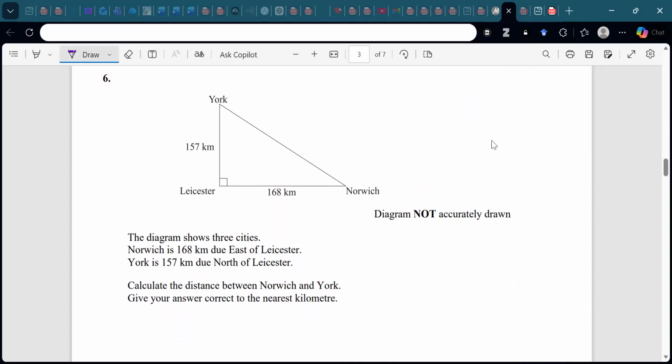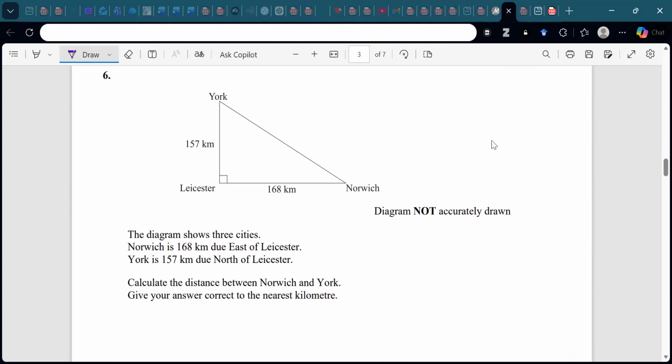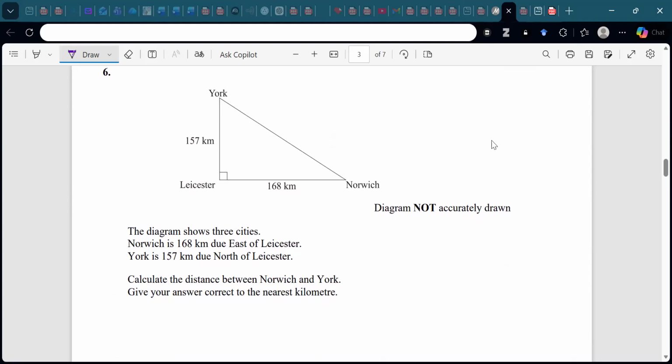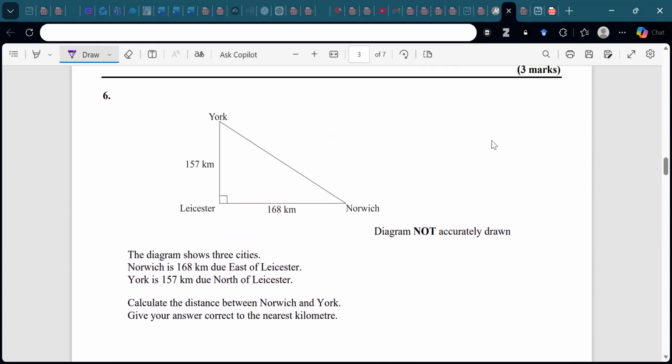The diagram shows three cities. Norwich is 168 kilometers due east of Lancaster. York is 157 kilometers due north of Lancaster. Calculate the distance between Norwich and York. Give your answer correct to the nearest kilometer. So when it says to the nearest kilometer, meaning to the nearest whole number.